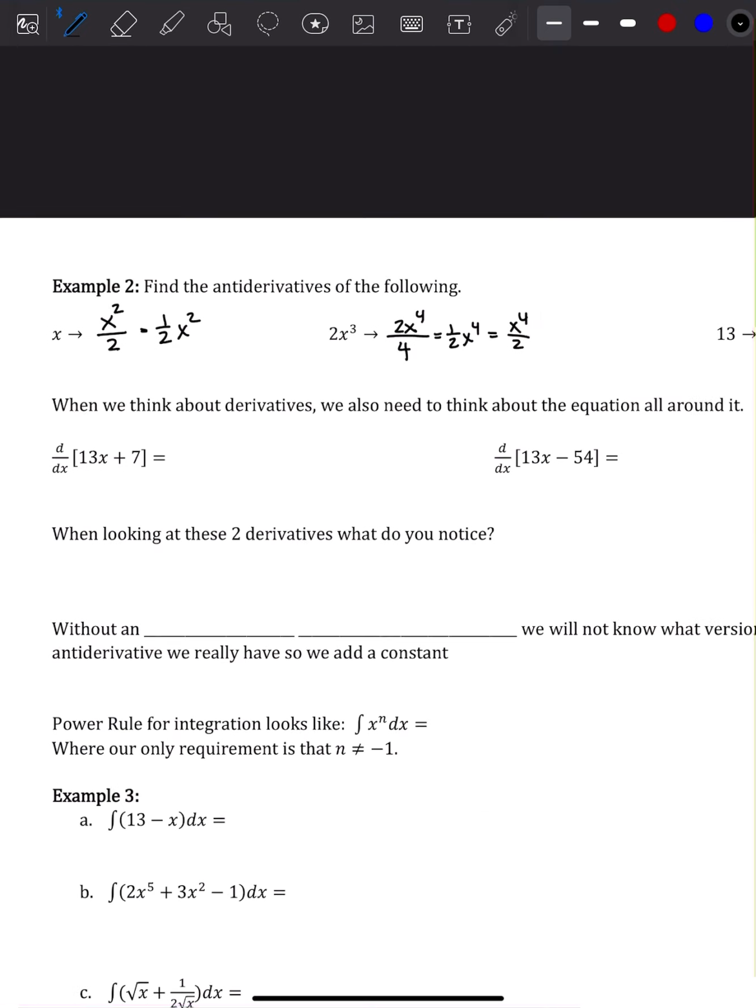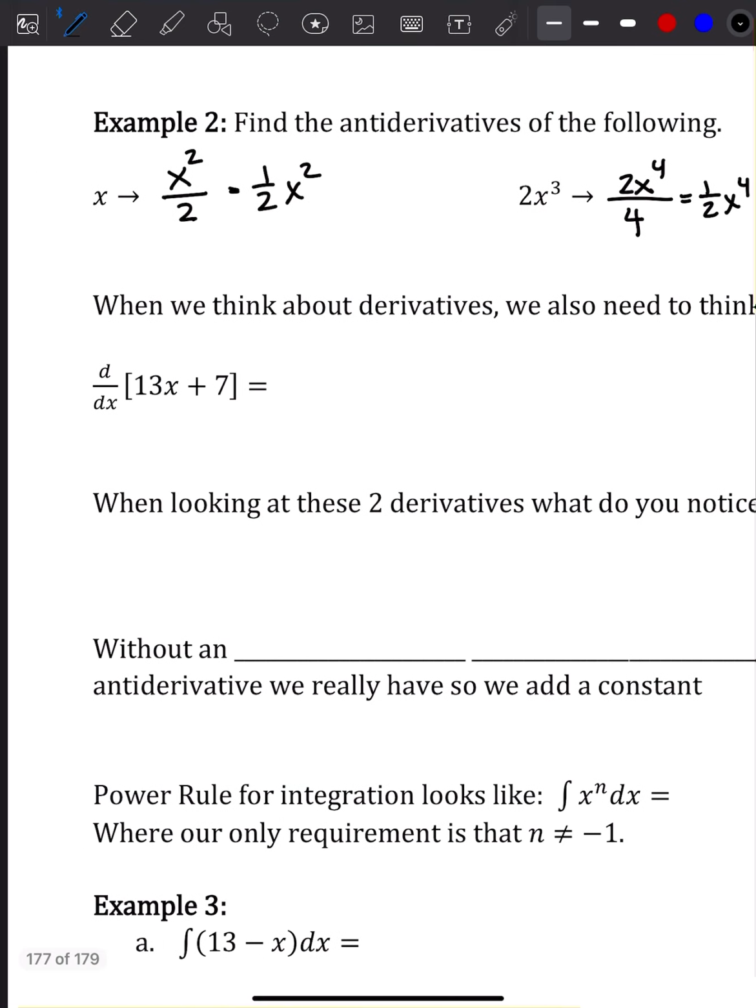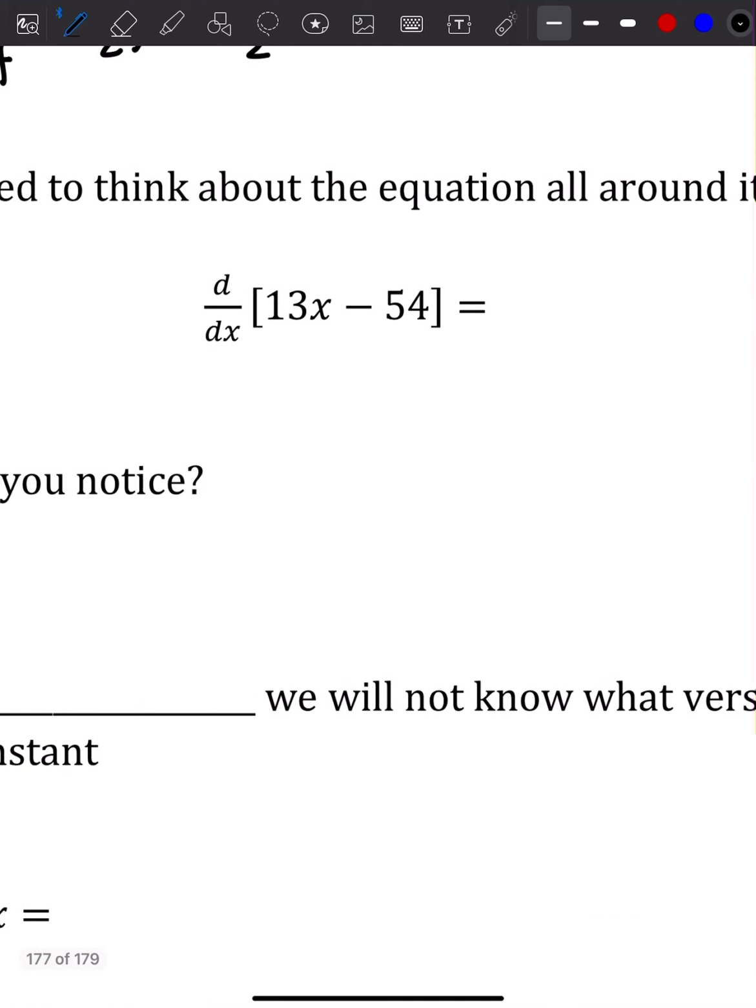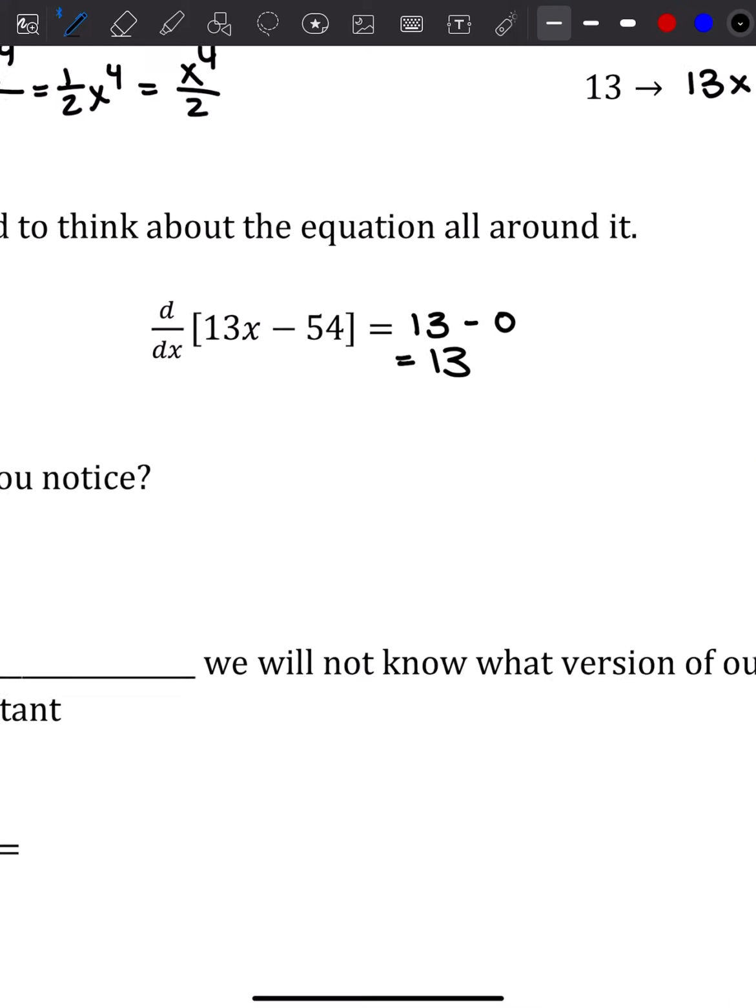So one of the things we're going to be thinking about is not only what is the derivative, but what's going on around that. So what is the derivative of 13x plus 7? Well, the derivative of 13x is 13. The derivative of 7 is 0. So we get a derivative of 13. If we look at the same thing, but 13x minus 54, we get the same kind of deal, 13 minus 0, which is equal to 13. These two derivatives give us the exact same value.